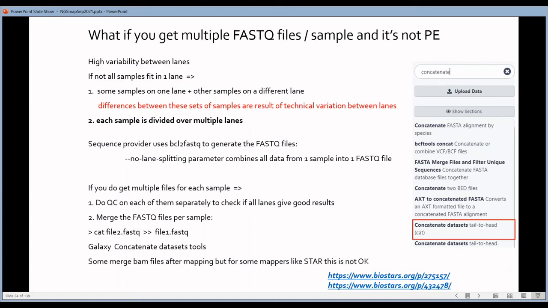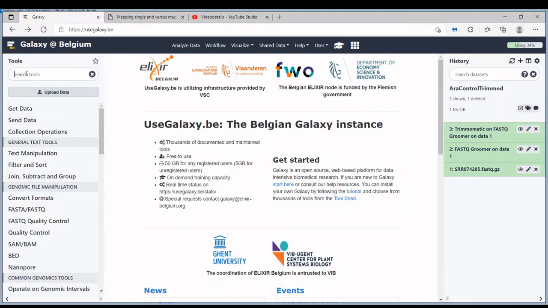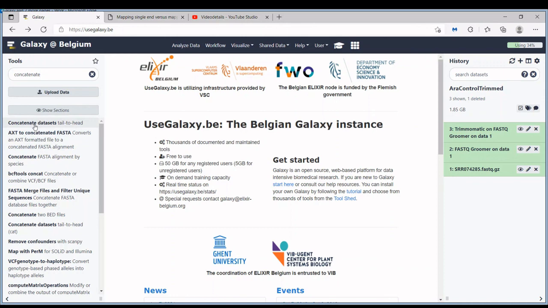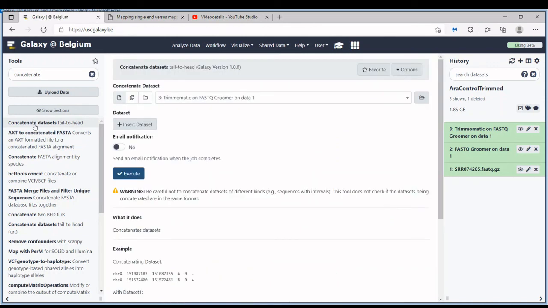So how can you do this? How can you merge these two FASTQ files into one? Well, there are tools for doing that, and in Galaxy, the tool that you use for that is called concatenate datasets. So here in the tools section of the user interface, when you type concatenate, here we are, concatenate datasets head to tail, this tool will allow you to merge multiple FASTQ files into one FASTQ file, which is exactly what you need before you do the mapping.